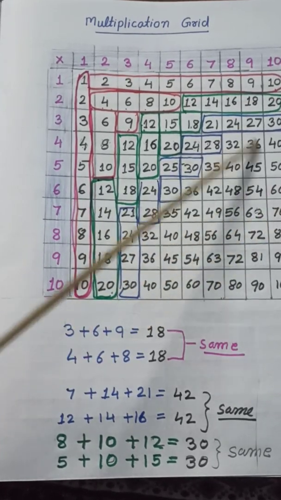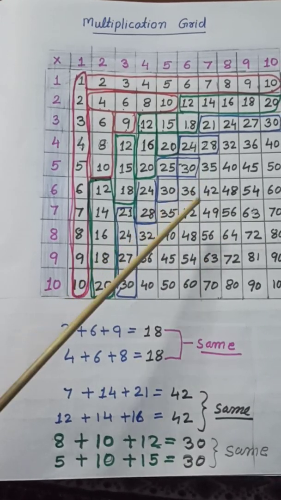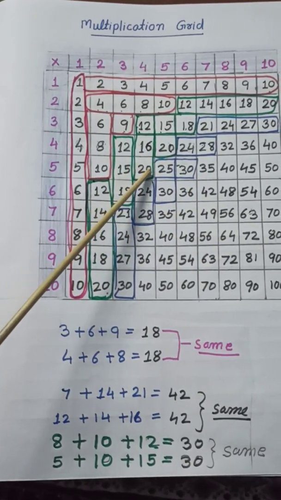So children, this way you can do it: first you make the grid and then you can mark according to the question.